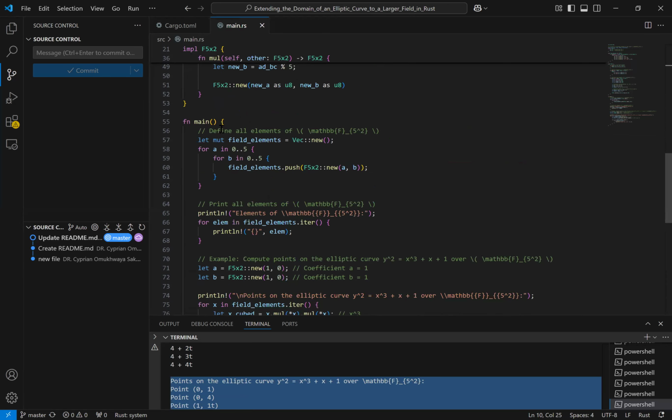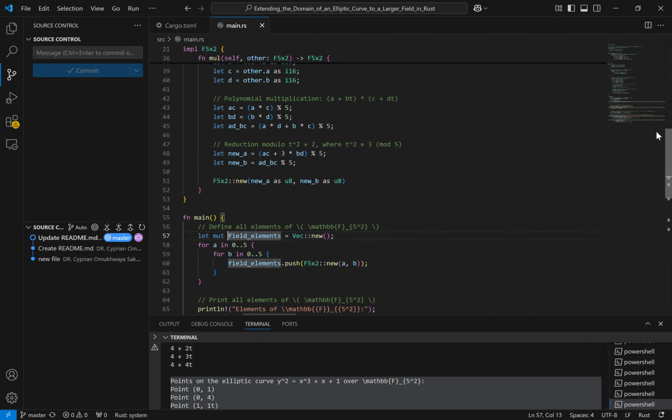Now, this is where you begin: the main function. Let the field of elements, so you're just calling on the field of elements. This is a function above and is mutable. You're just calling on it.